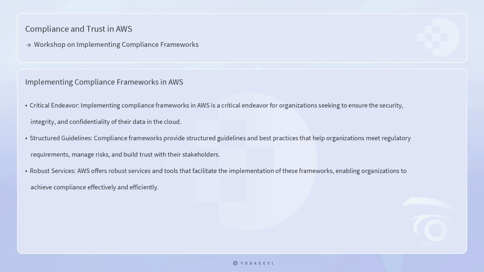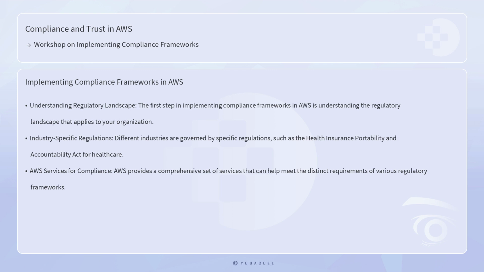The first step in implementing compliance frameworks in AWS is understanding the regulatory landscape that applies to your organization. Different industries are governed by specific regulations, such as the Health Insurance Portability and Accountability Act for healthcare, the General Data Protection Regulation for data protection in the European Union, and the Sarbanes-Oxley Act for financial reporting. Each of these regulations has distinct requirements that organizations must adhere to, and AWS provides a comprehensive set of services that can help meet these requirements.